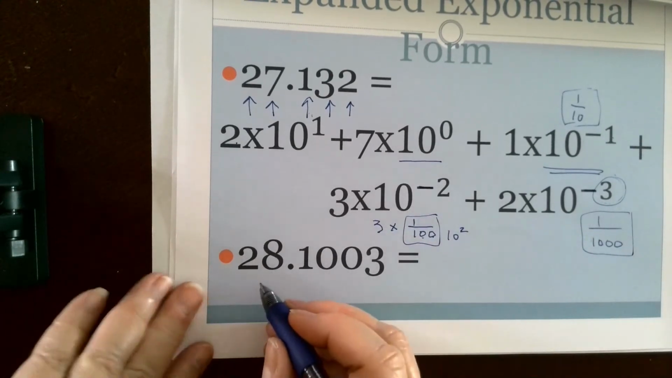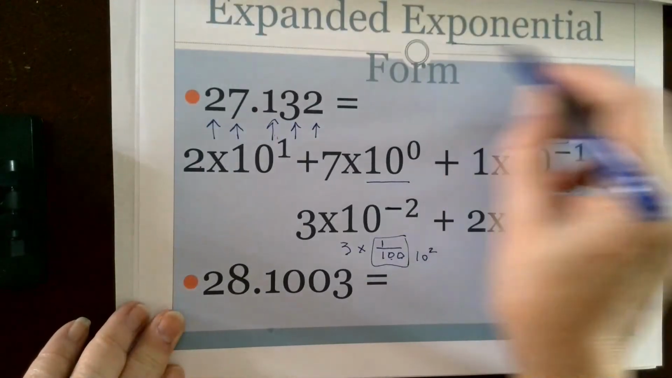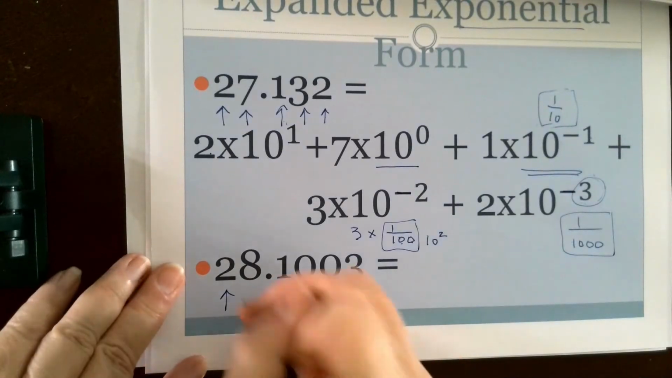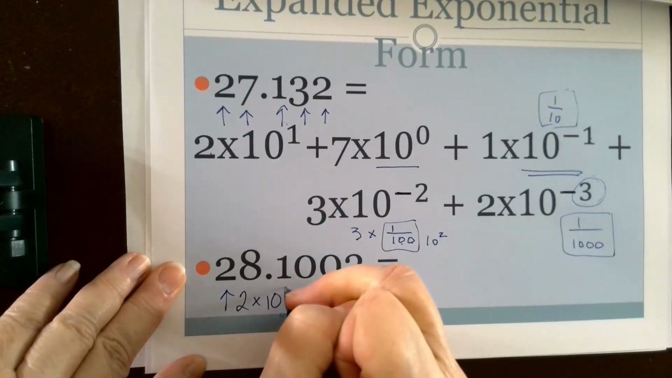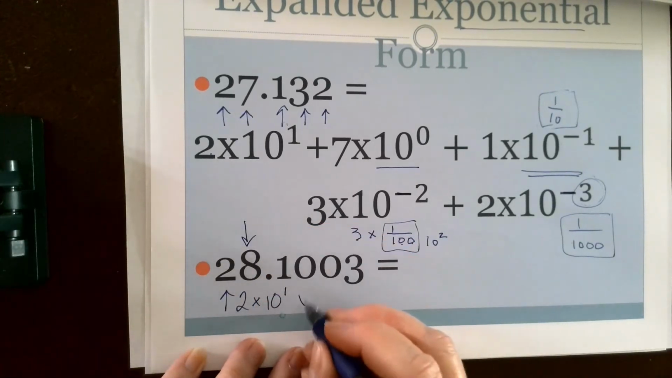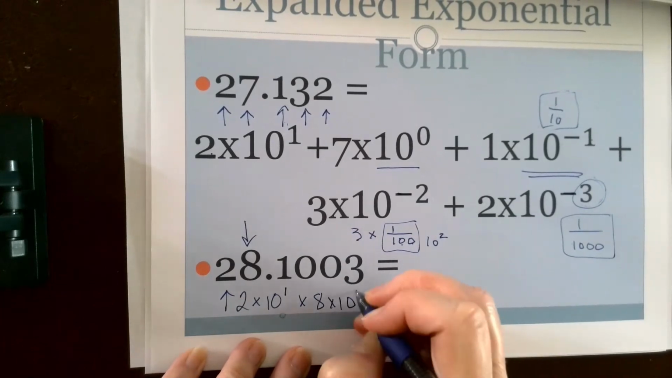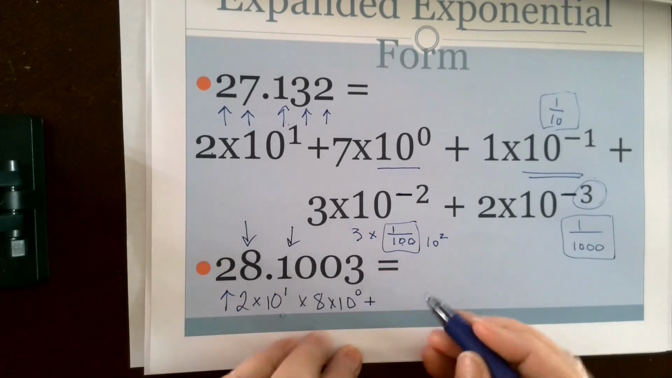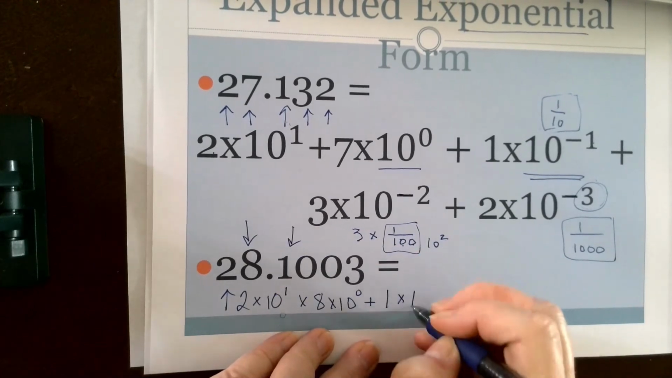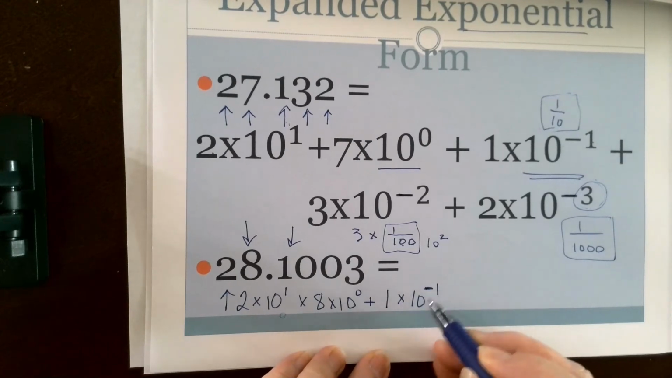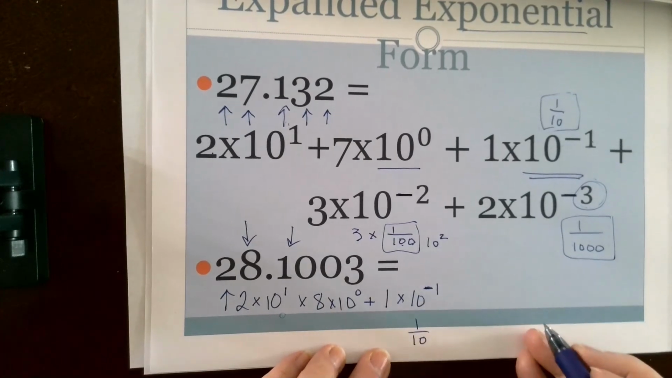Let me write out this one in expanded exponential form. We're going to use exponents, not the fractions. That 2 is worth 2 times 10 to the first. 2 times 10, 20. This 8 is worth just 8. 8 times 1, 10 to the 0 is worth 1. Plus this 1 is in the tenths column, so it's 1 times a tenth. And a tenth is 10 to the negative 1. Remember that negative tells us the 10 wants to be on the bottom.